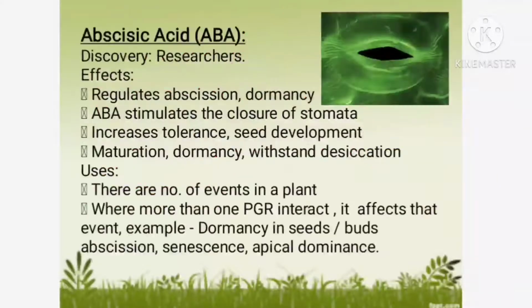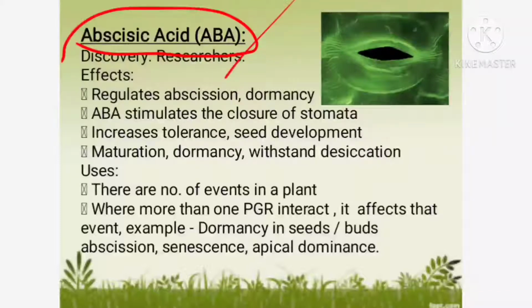Now next is your last plant hormone called as what? Abscisic acid. This abscisic acid was discovered by many researchers in different substances, different plants. And when learning about its effects, what are the effects? They are regulating abscission and dormancy. Okay. They are regulating abscission and dormancy, means how abscission is being controlled, the dormant period is being controlled by this abscisic acid.